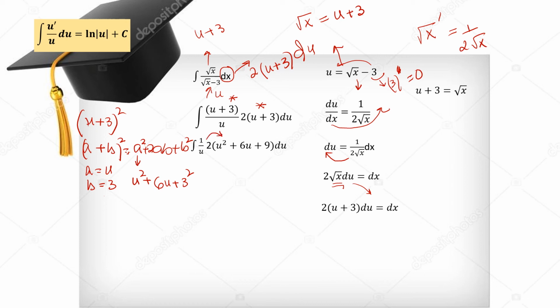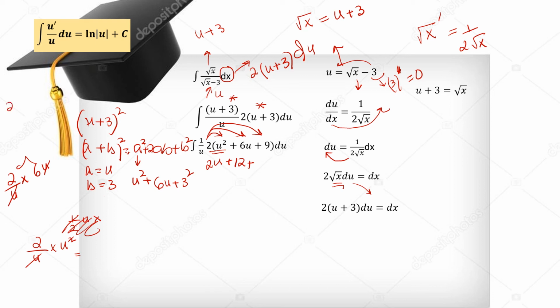Now multiply each and every term with 2 over u. Look here, multiply the 2 over u with each and every term. So 2 over u times u square: u will cancel with this square, so you will get 2u over here, plus 2 over u times 6u. U and u cancel, so you will get 12, plus 2 times 9, 18 over u. You will get 2 over u times 9, which gives you 18 over u.